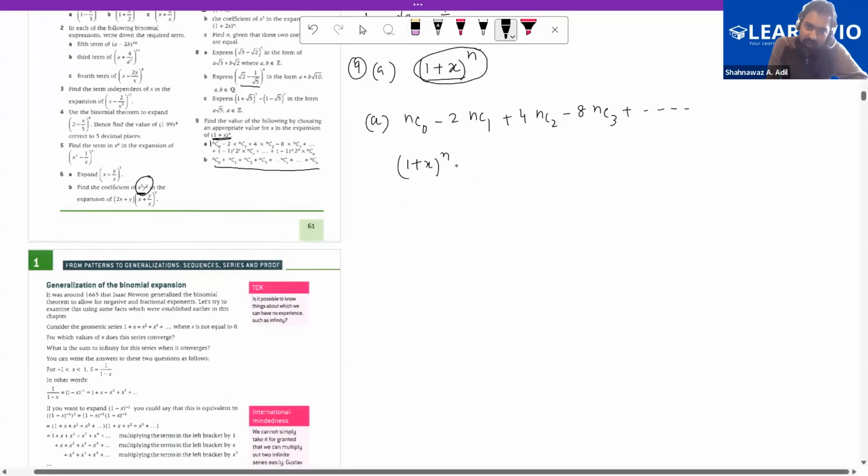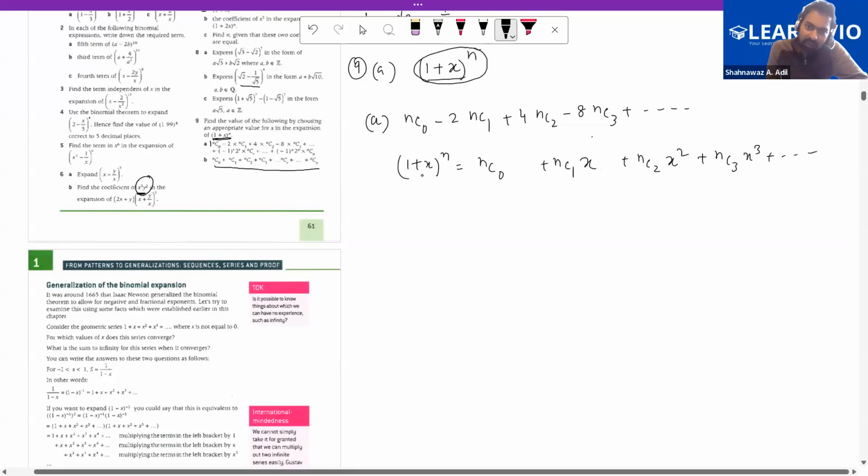(1 + x)^n. So this would be nC0 x^n, and then nC1 x^(n-1), and then nC2 x^(n-2), and then, no, not this one. So the other way around. This would be 1 to the power n and x^0, and then nC1 x, nC2 x squared, nC3 x cubed, and so on, right?